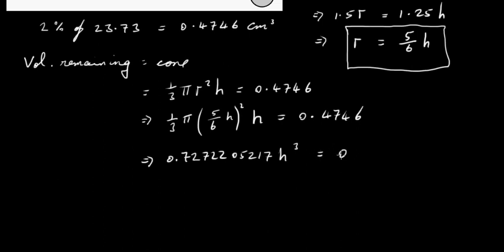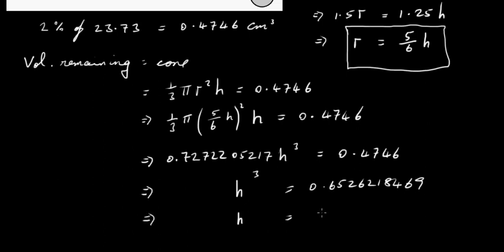On the right hand side you've got 0.4746. So all I've got to do now is divide both sides by this number here, and that will give me on the right hand side 0.6526, 2184, 69. And finally we just cube root both sides.